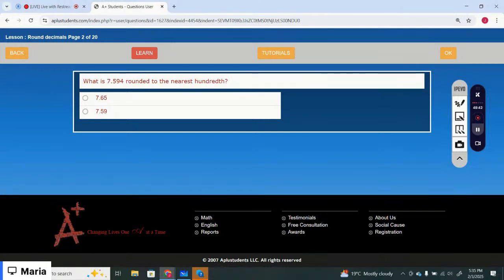What is 7.594 rounded to the nearest hundredth? Hundredth. 9 is at the hundredth position. That is 7.59. Option number 2 is the correct option.